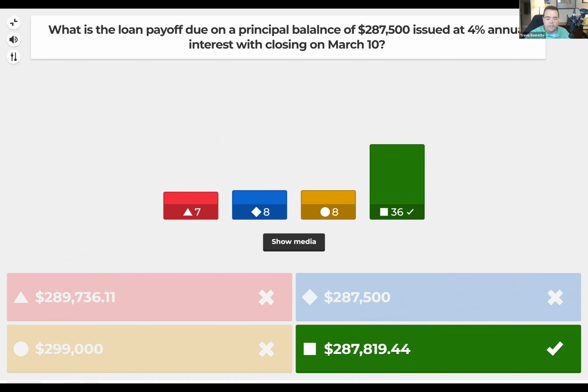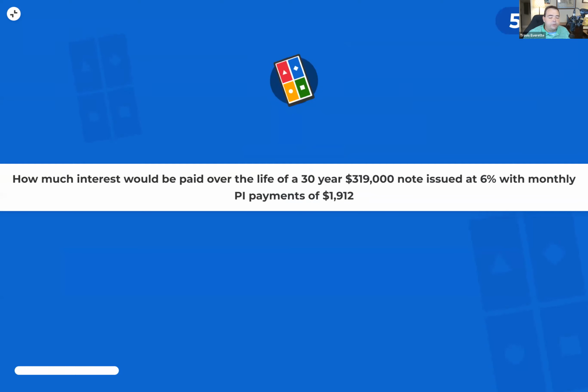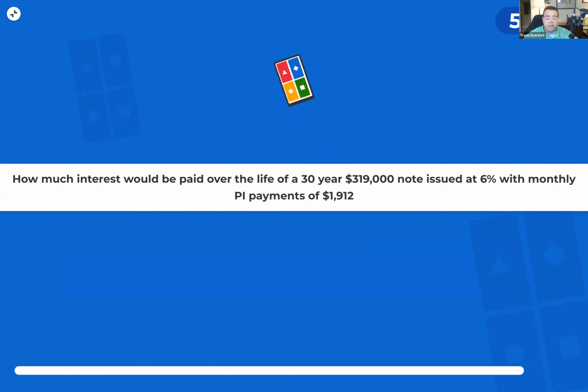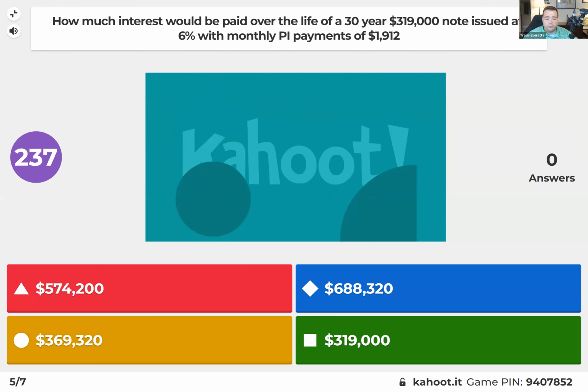All righty, let's take a look at the next one. How much interest would be paid over the life of a 30-year, $319,000 note issued at 6% interest with monthly PI payments of $1,912? You got plenty of time here. We want to know interest paid over the whole life of the loan, that 30-year period. How much interest is going to be paid if we pay the loan back over the full 30 years? How much is that going to cost this borrower? That's what life of the loan means. It means the full time.